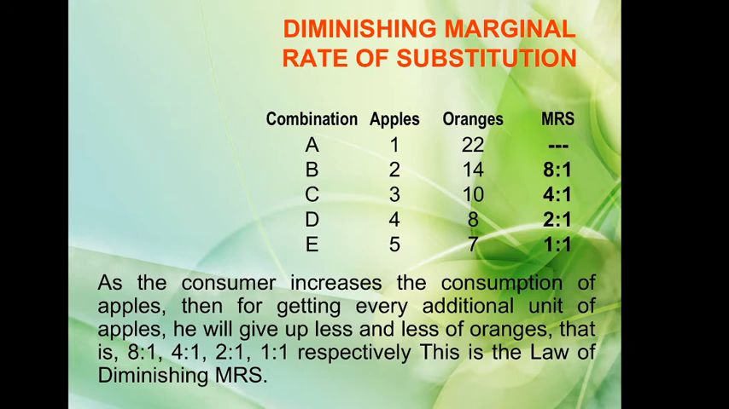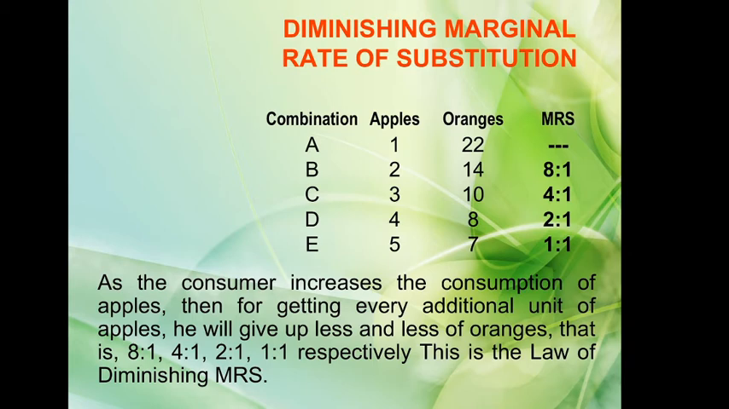Now what is diminishing marginal rate of substitution? It means the consumer is ready to sacrifice fewer oranges to gain one more apple as time passes. For example, in the first combination, that is combination A, the consumer has only one apple and 22 oranges. That means he has very few apples and a huge number of oranges, that is 22. That's why he is ready to sacrifice more oranges to get one more apple.